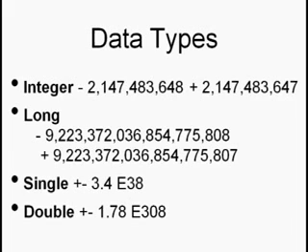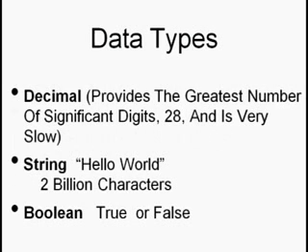The integer and long integer deal with whole numbers. The single and double data types are floating point. The decimal provides the greatest number of significant digits, which is 28, but is very slow. The string is a string of characters, and within 2010 you are allowed a 2 billion long character string. The Boolean data type is either true or false.